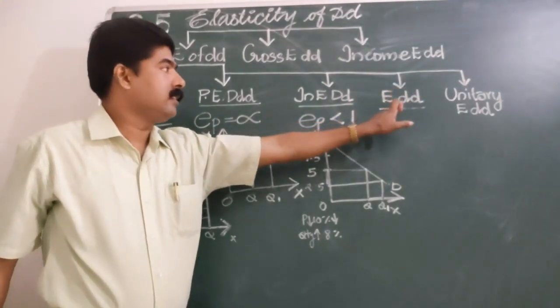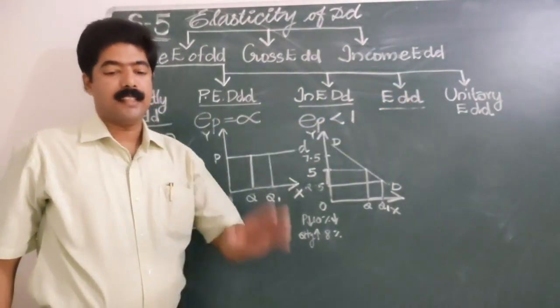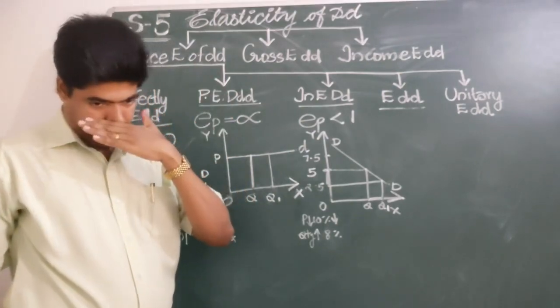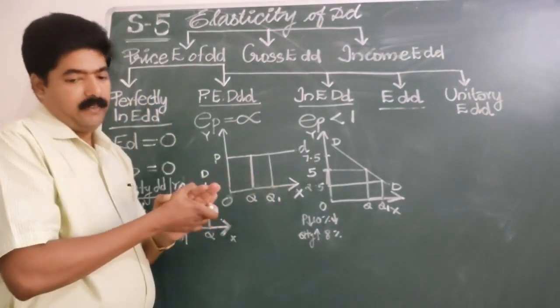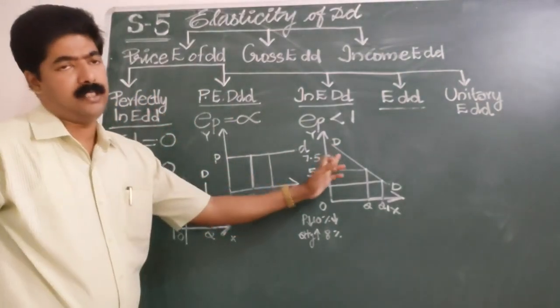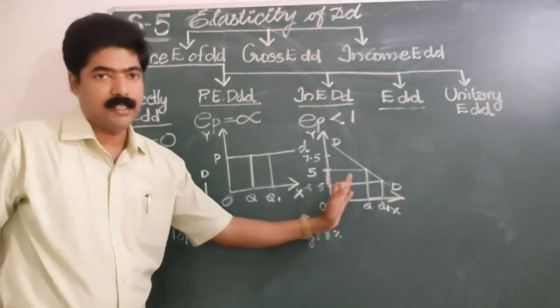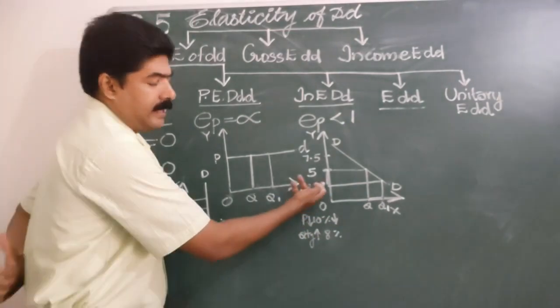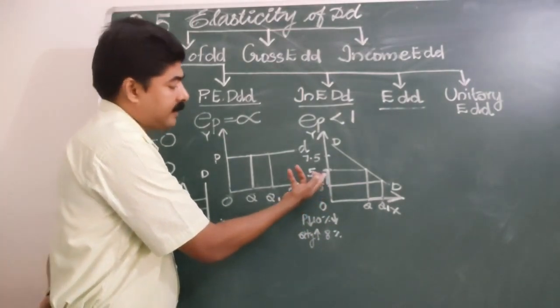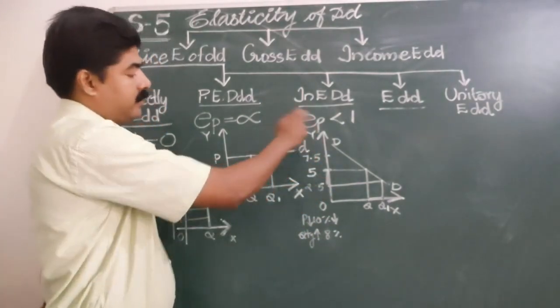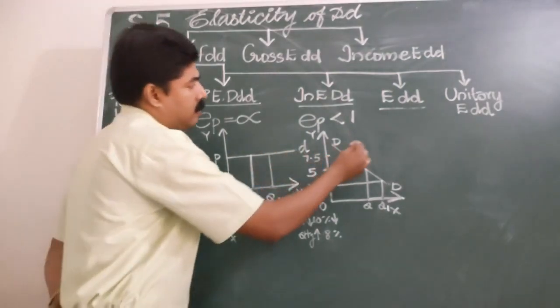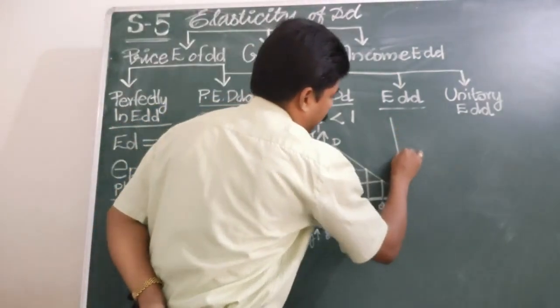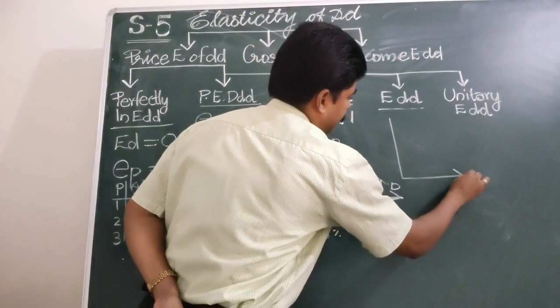Then we will study another type of price elasticity, elastic demand. What is elastic demand? It is said that when the percentage change in quantity demanded of a commodity is greater than the percentage change in price, just the opposite of this. So we can make a diagram here.